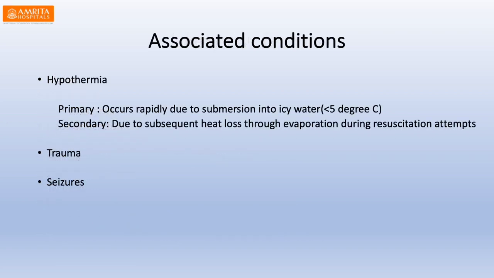Now there are certain associated conditions following drowning which the patient can have. The most important one is hypothermia. You can have primary as well as secondary hypothermia. What is primary hypothermia following drowning? It occurs rapidly due to submersion into icy water less than 5 degrees Celsius. Secondary hypothermia is due to subsequent heat loss through evaporation during resuscitation attempts. So this is primary and secondary hypothermia, and there can be associated trauma, and seizures, as we said, which are a high risk factor for drowning.